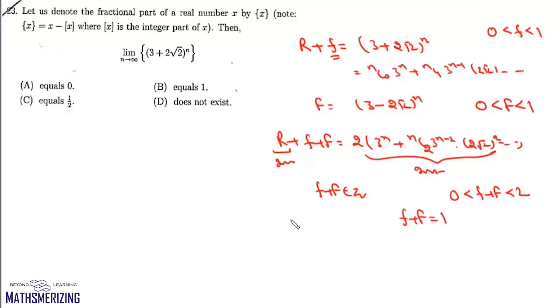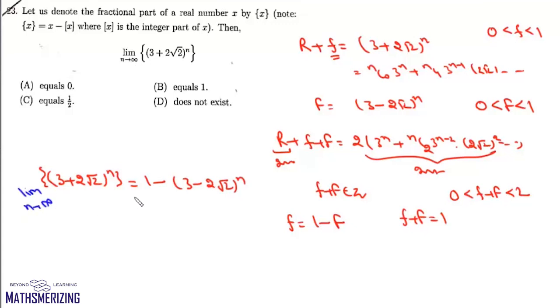So we can write this small f as 1 minus capital F, or the fractional part of (3 + 2√2)^n will be 1 - (3 - 2√2)^n. Now we'll take the limit n tends to infinity. This is 1, and this value lies between 0 and 1, so a to the power infinity in this case will be simply 0. So the answer to this limit is 1, and that's your option B.